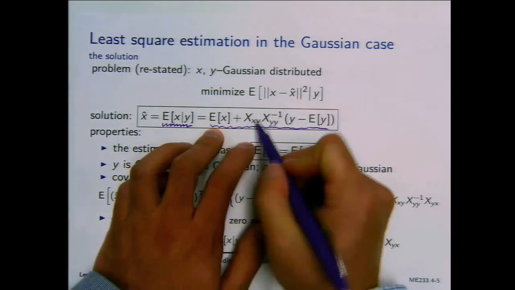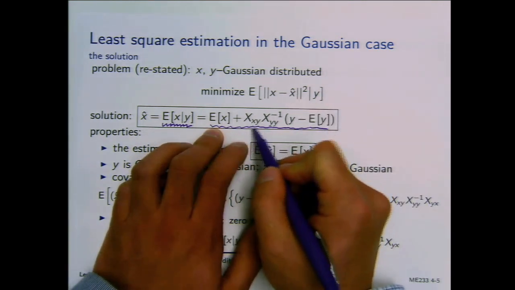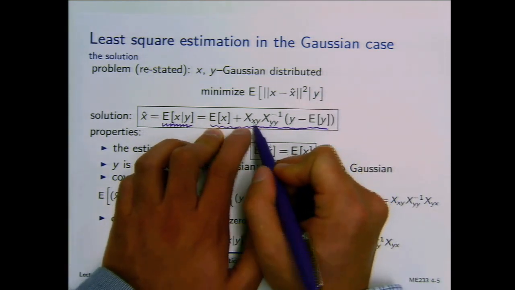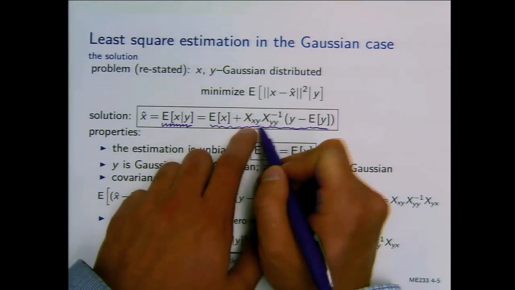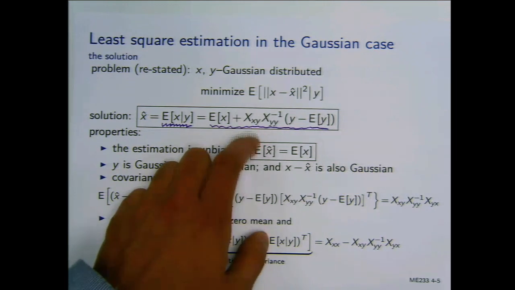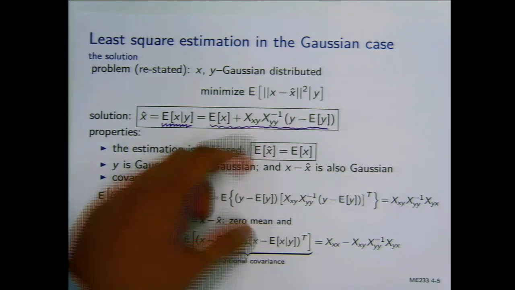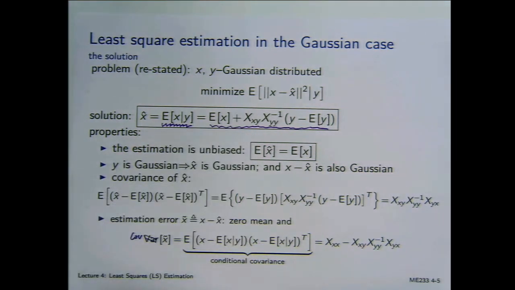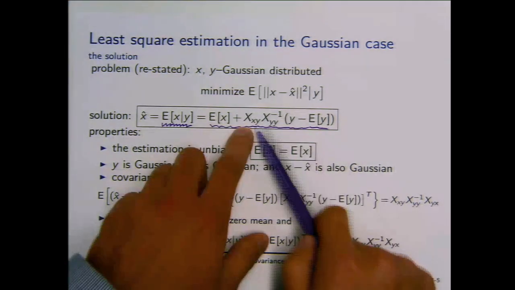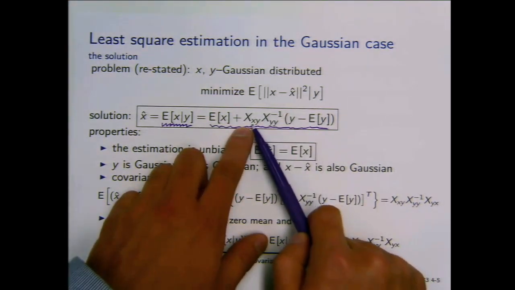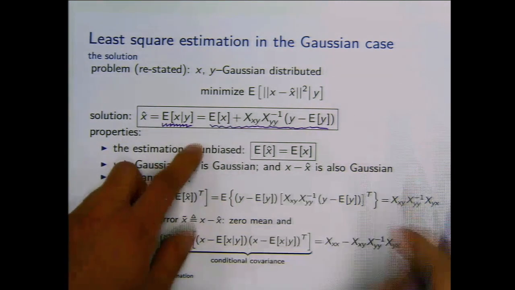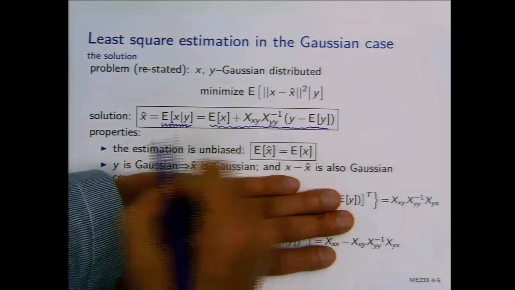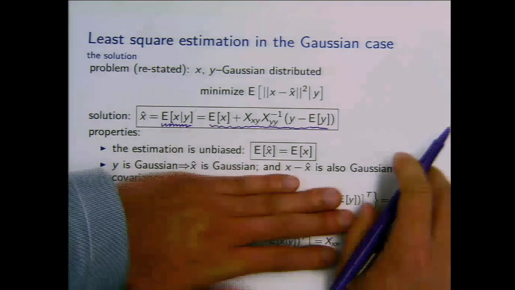And it matters if x and y are related. So here is the cross covariance between x and y. If x and y are totally independent, as you can guess, you give me y but y is not related to x, then I won't be able to improve my estimation at all. That's why this term is here. If this is 0, then I'm not improving my estimation at all. Look at the solution here. It has several nice properties.